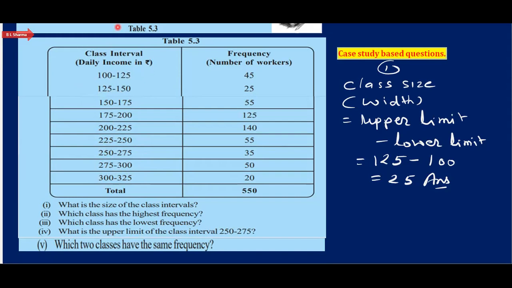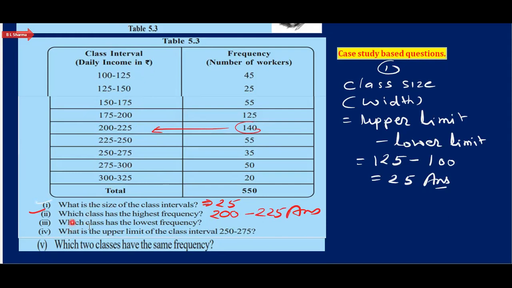And now the second question. Which class has the highest frequency? See here. The highest frequency here is 140. And this class is 200 to 225. So the answer can be written here. ये class है इसका 200 to 225. This is the answer of the second part, and the answer of the first part is 25.